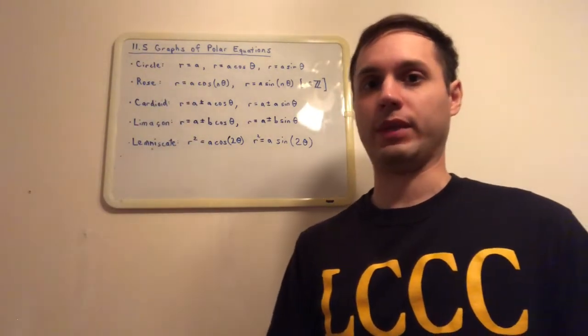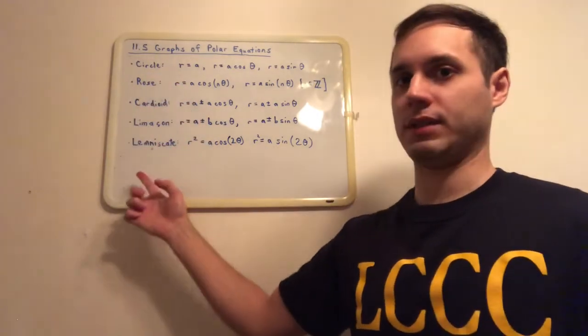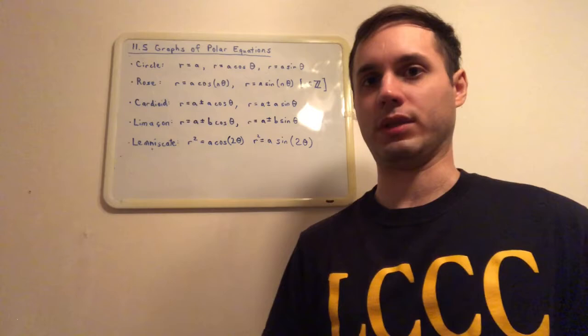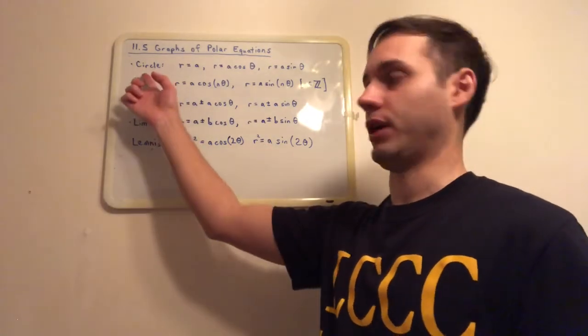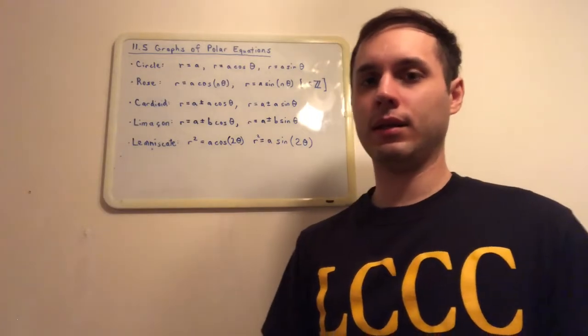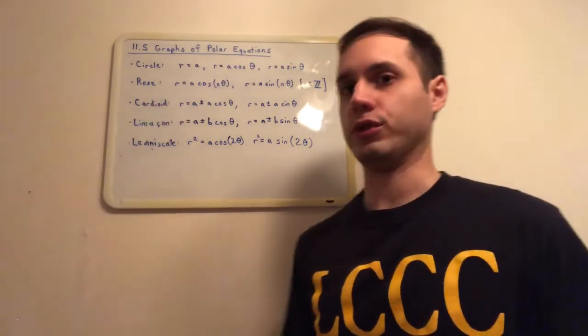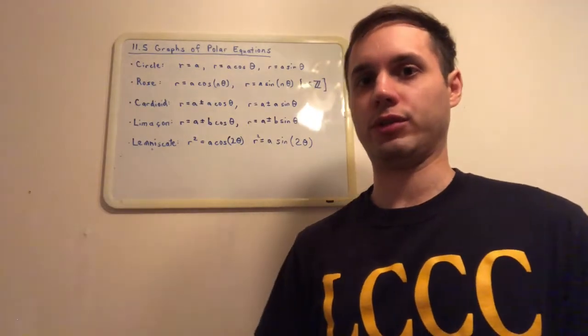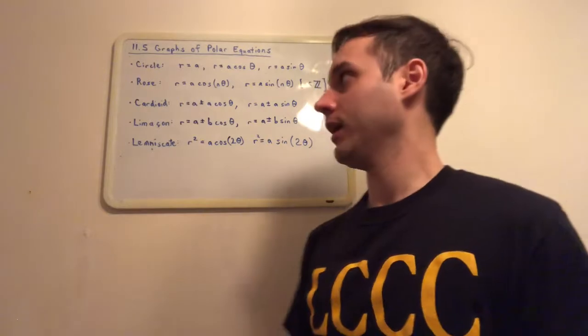On the board behind me you can see some basic common polar graphs that most pre-calculus courses go over in one way or another. In this first video we'll talk about circles and lines, but in future videos we'll talk about rose curves, cardioids, which are shaped like hearts. You might see the word cardio in there, right?